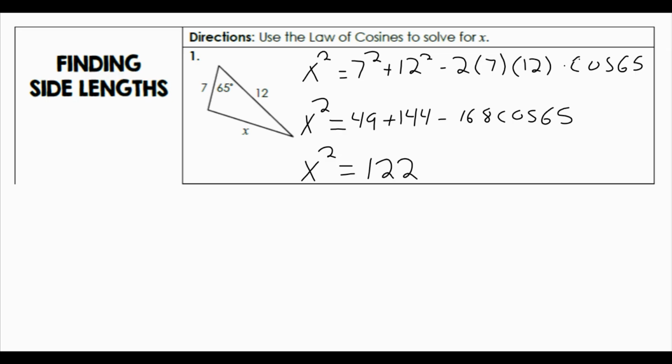So I'd have 49 plus 144 minus 168 cosine 65. I can even simplify this further to 122. Now I get x squared is equal to 122, and I take the square root, and x would be 11. Now, if you want to plug everything into your calculator, make sure that you use all the appropriate parentheses and division symbols and exponents, and make sure you are extra careful when plugging these in. I would simplify, as this will give you a better answer each time.